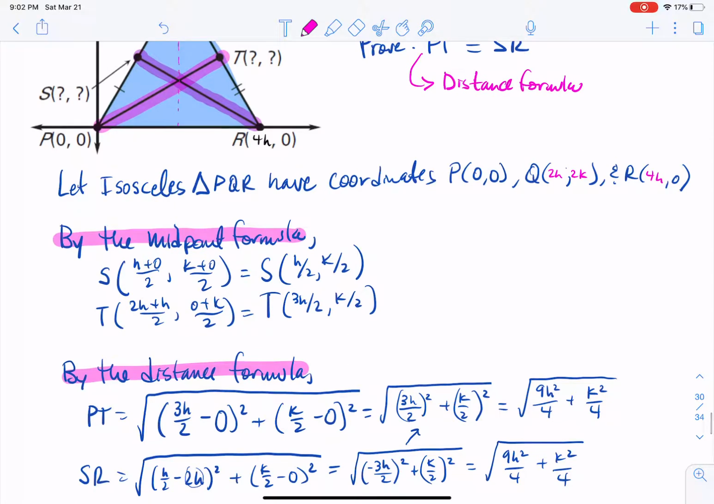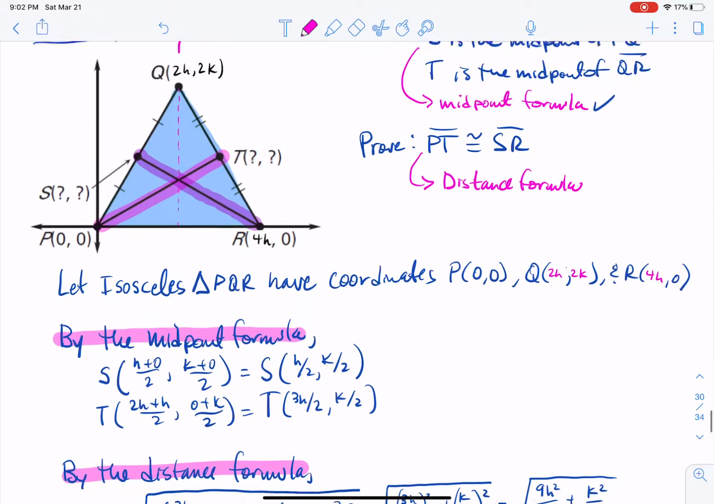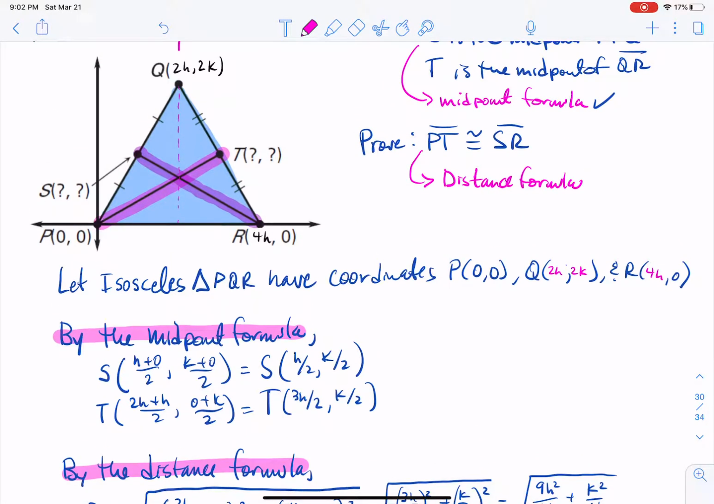Now whenever I go to find the midpoint for point S, it is 2H plus 0, throw a 2 in there, and it's also 2K plus 0, throw a 2 in here. And so now whenever I go to simplify this, I have 2H over 2, which just gives me H. I have 2K over 2, which just gives me K. And look, no more fractions.